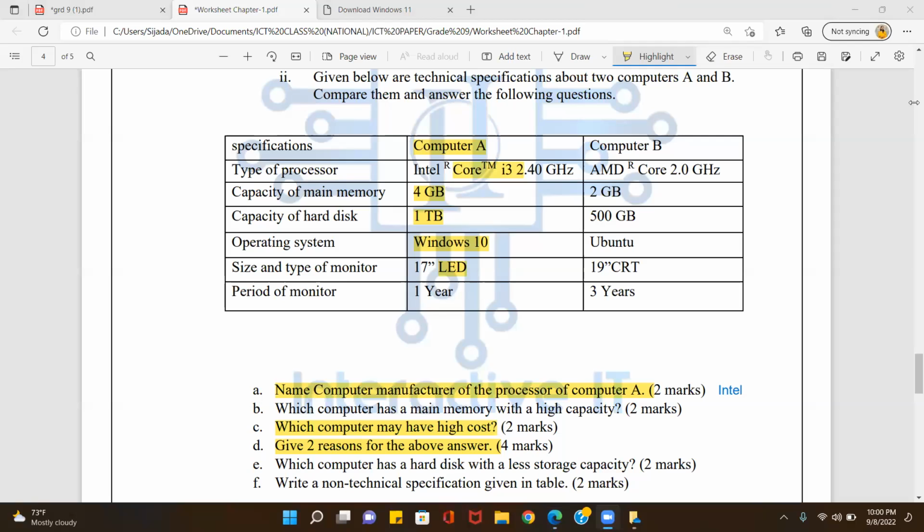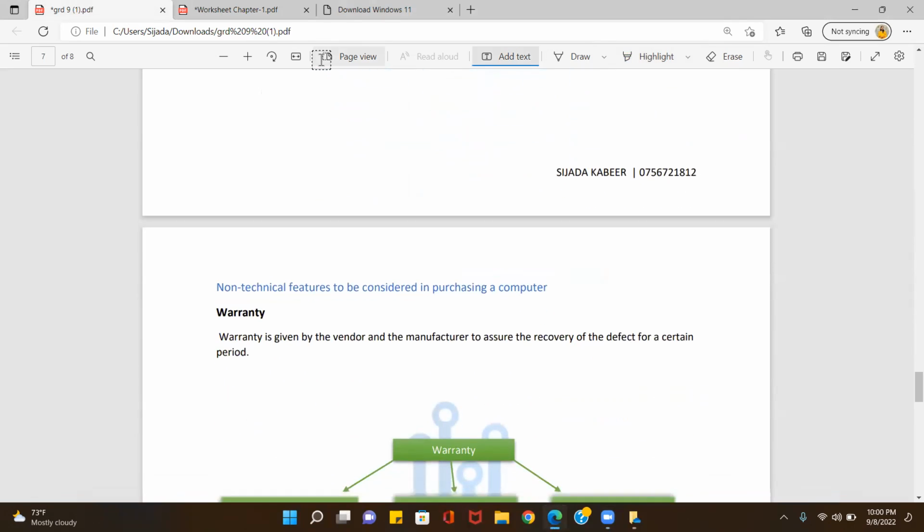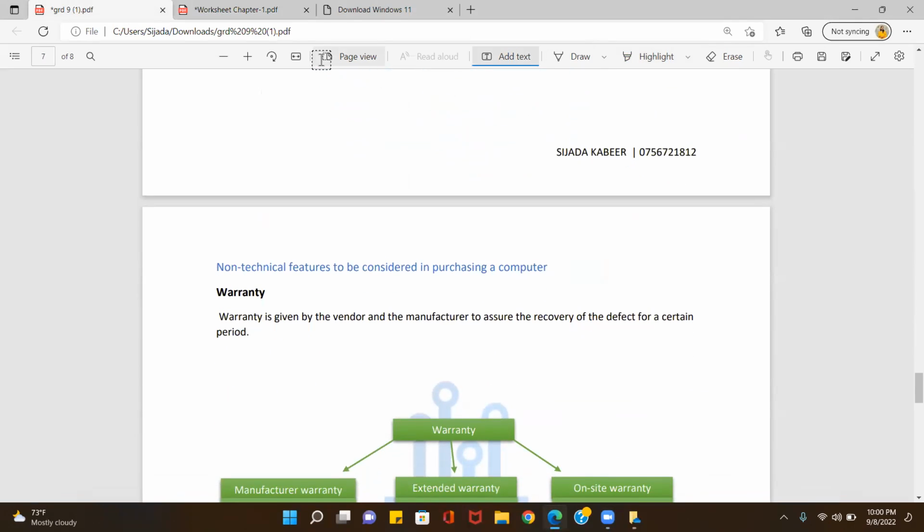Understood up to now? So next time when you are buying a computer, it's a must that you look at these things. If not, you are only going to fall under loss. You're going to spend lakhs and lakhs and then you're in trouble.